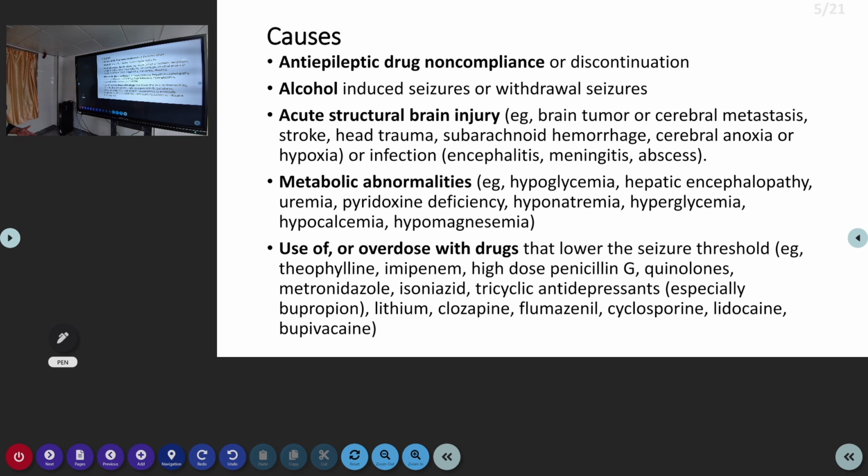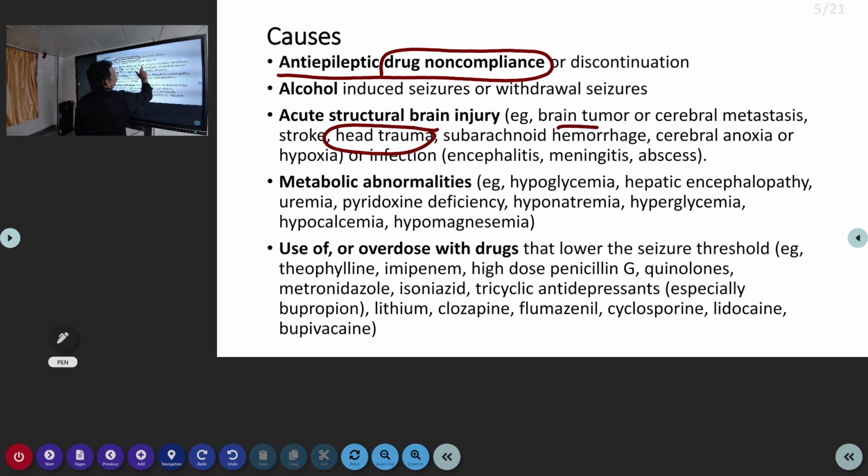Now there are different causes for epilepsy or status epilepticus. One of the most important causes is non-compliance to the drug, or discontinuation of the drug. Alcohol is another major reason for repeated seizures. Both alcohol-induced seizures and alcohol withdrawal seizures can occur. Acute structural brain damage, mostly in the emergency room we see due to head trauma. That is the most common condition, head trauma.